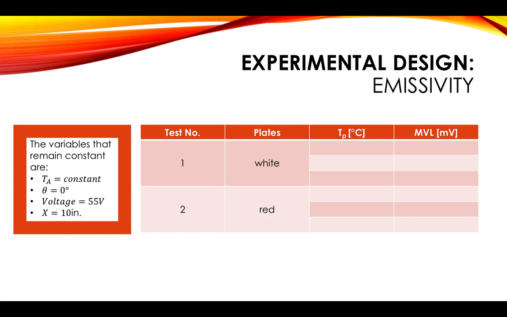We will be collecting the parameter temperature as well as the millivolts, and the variable that remains constant in this experiment is again the ambient temperature. The thermopile configuration will remain at 0 degrees. The voltage of the system will be at 55 volts, and the heater will be 10 inches away from the thermopile.